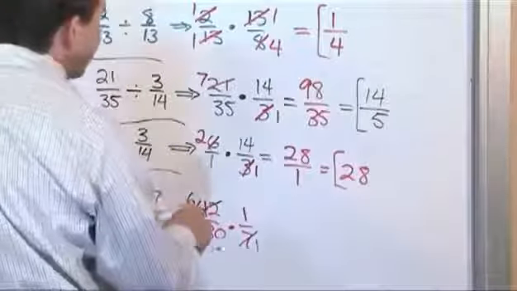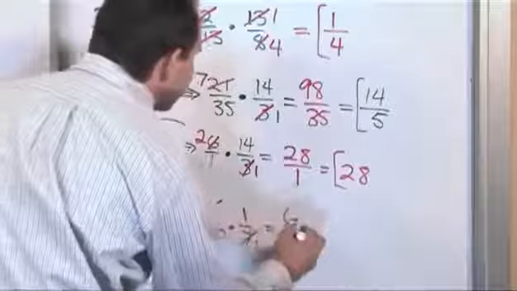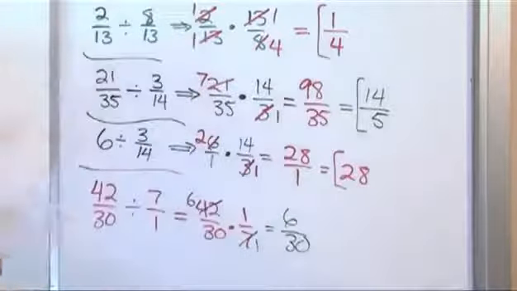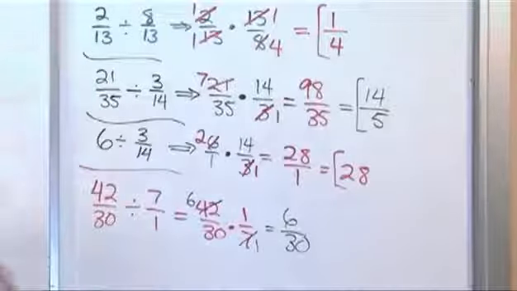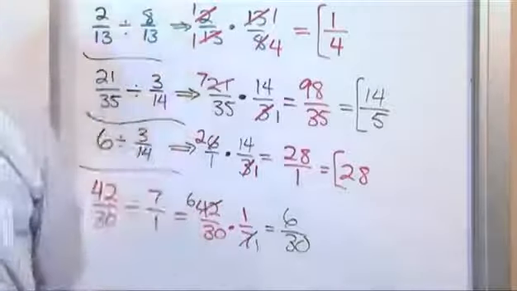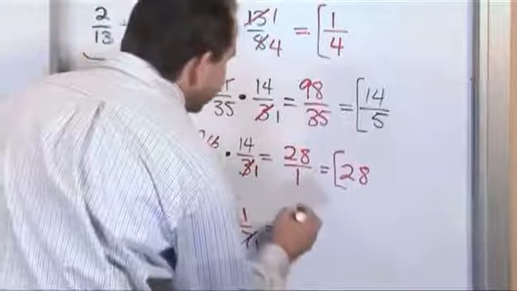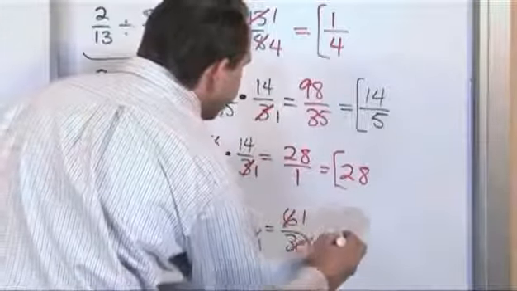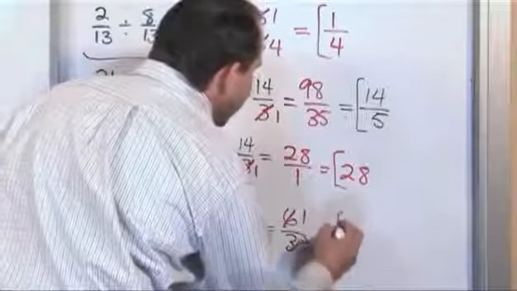Multiply the top. 1 times 6 is 6. 30 times 1 is 30. Now look at that. We actually still have some other simplification that we can do. 6 and 30. I know I can divide the top by 6. 6 divided by 6 is 1. 30 divided by 6 is 5. So it's 1/5. And that's the answer, 1/5.